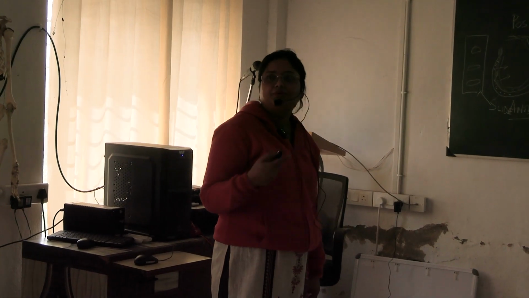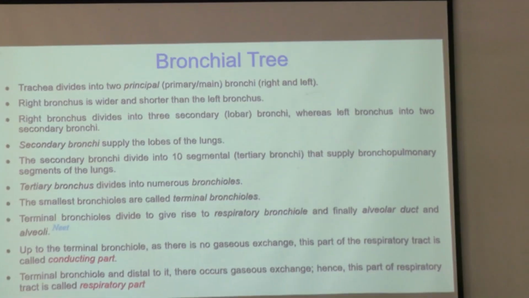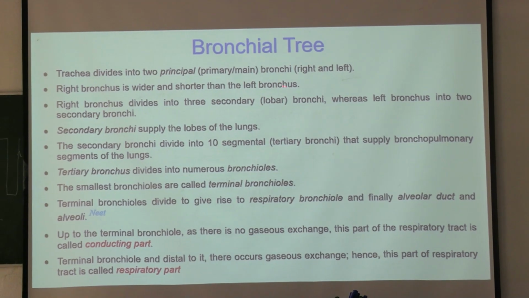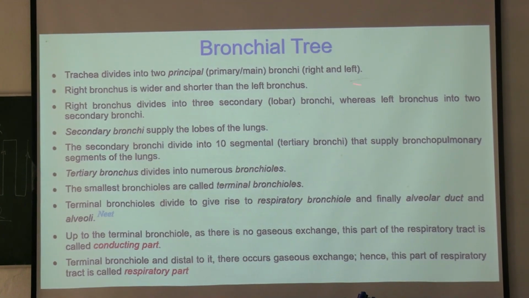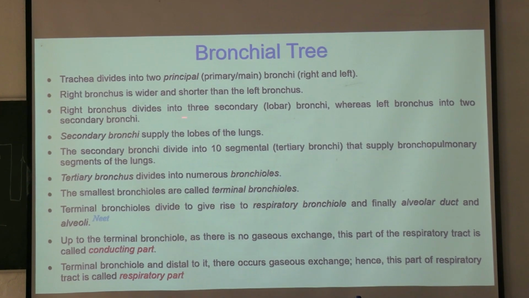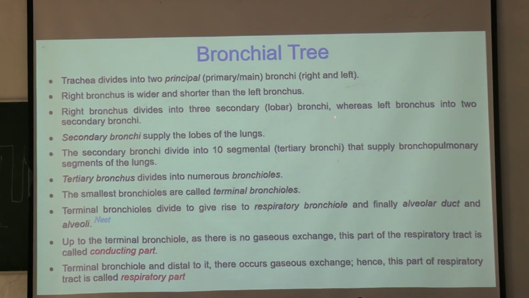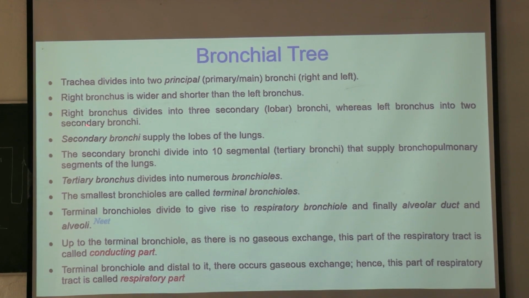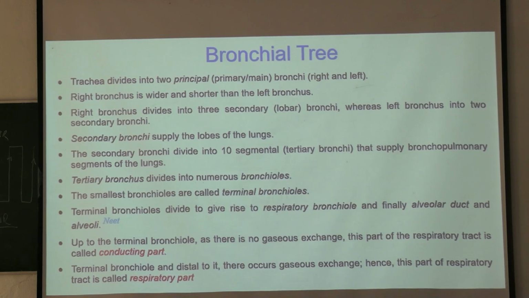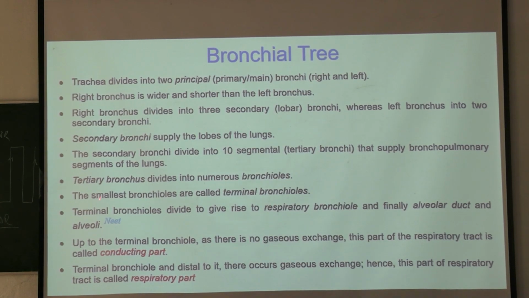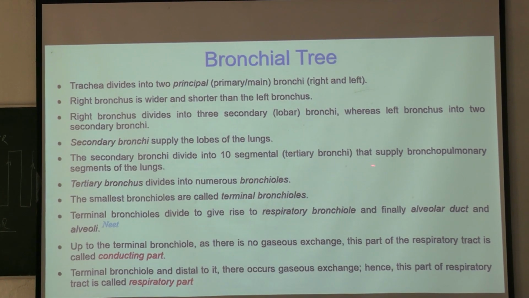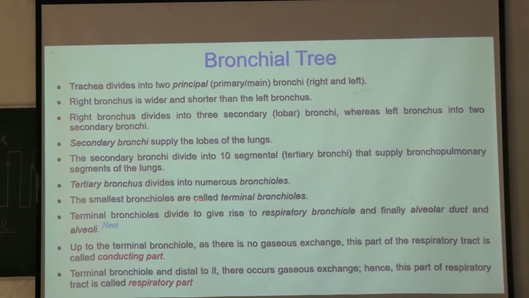Next after the trachea we go to the bronchial tree. Bronchial tree, you have learnt that chart. So trachea divides into 2 principal bronchi, or primary or main bronchi, right and left. Right bronchus is wider and shorter than the left bronchus. Right bronchus divides into 3 secondary or lobar bronchi, whereas left bronchus into 2 secondary bronchi. Secondary bronchi supply the lobes of the lungs, 3 lobes in right lung, 2 lobes in the left lung. And the secondary bronchi divide into 10 segmental or tertiary bronchi that supply the bronchopulmonary segments of the lungs.